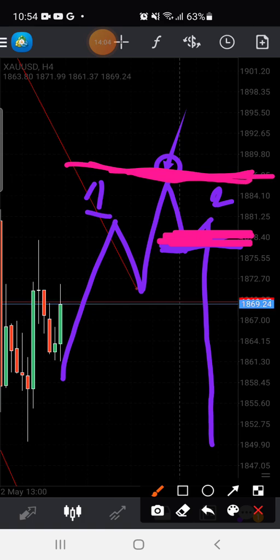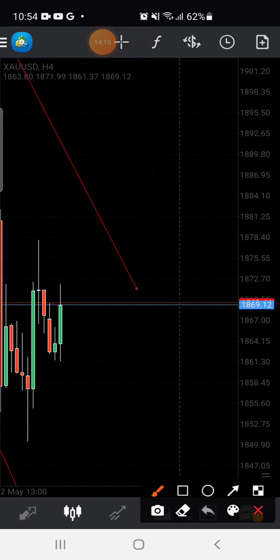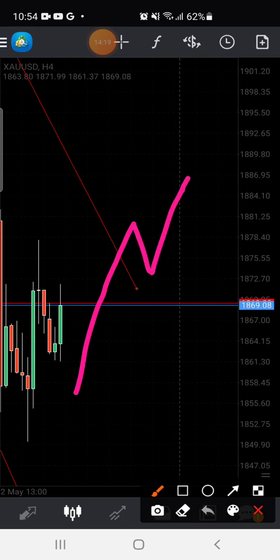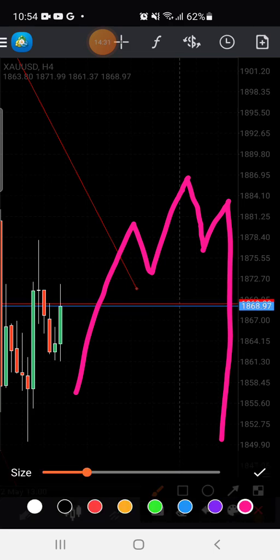Now if you want to be conservative, if you want to give your price room, you don't want to enter without confirming that down movement. So let's say this is head and shoulder again, and you want to be conservative. Now the first shoulder formed, the first shoulder one, then the head formed.